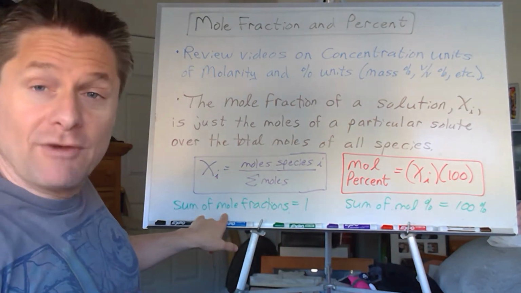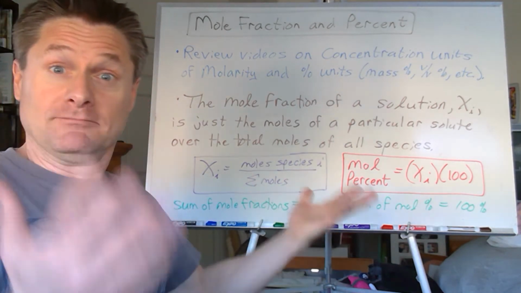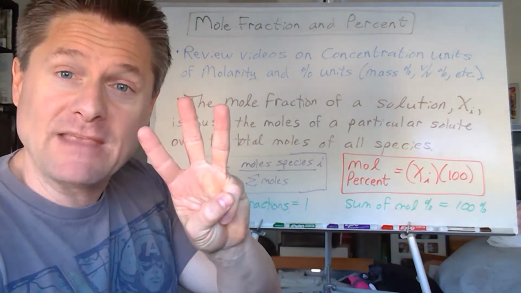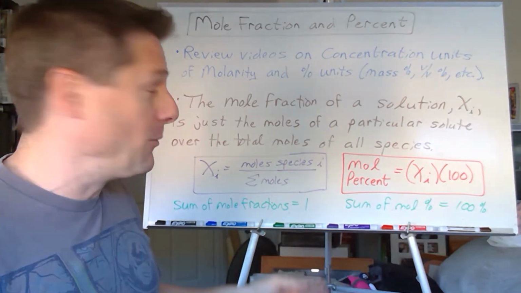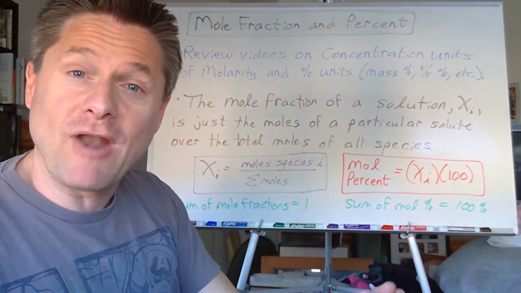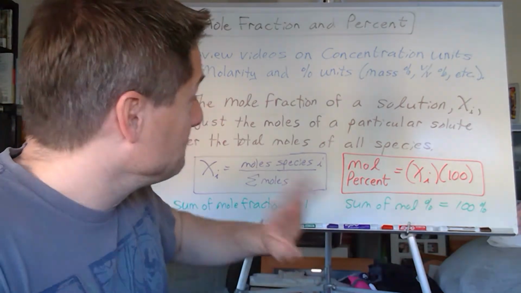And remember, when you're adding fractions, the sum of them needs to equal 1. All the fractions have to add up to being 1. So if there's 3 species and we know the mole fractions of 2 of them, just subtract those 2 from 1. So 1 minus the mole fraction of species 1 minus the mole fraction of species 2 should be the mole fraction of species 3. Yay! You don't have to solve for all of them.